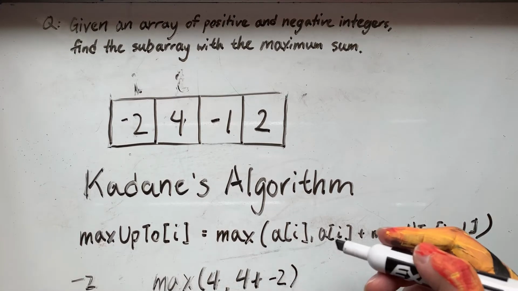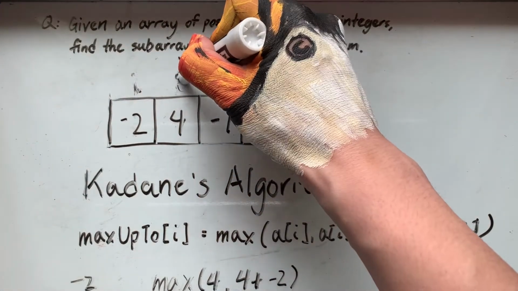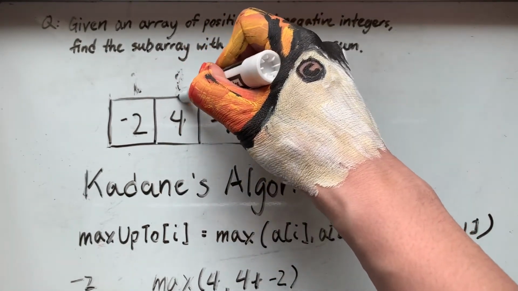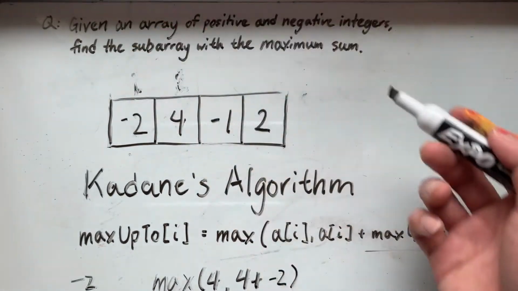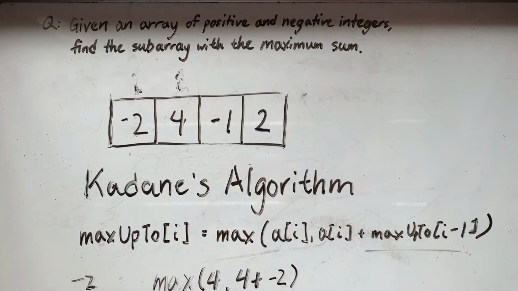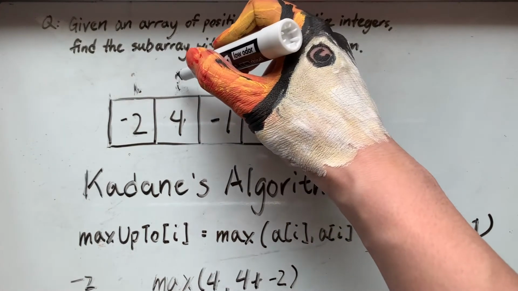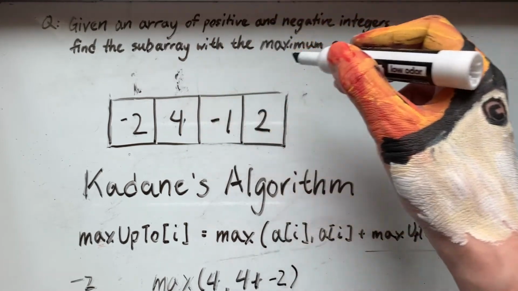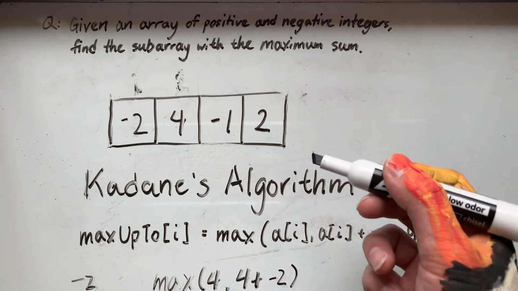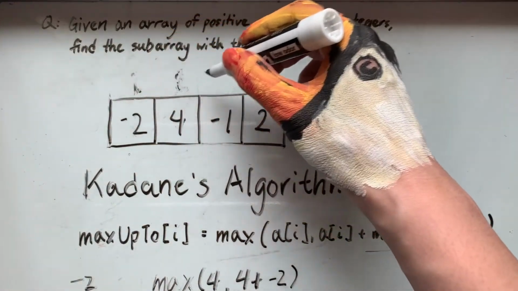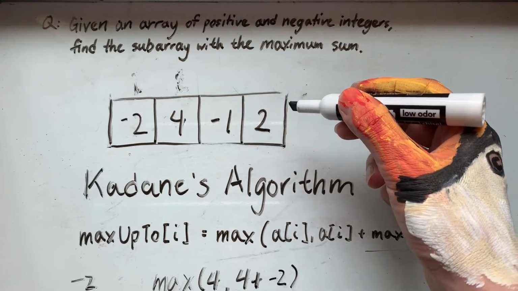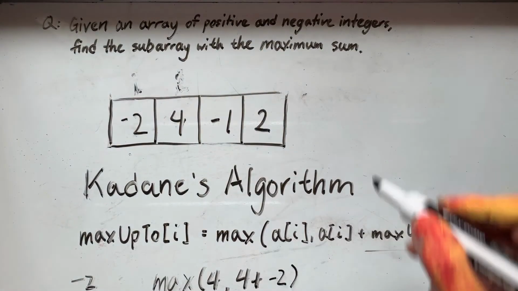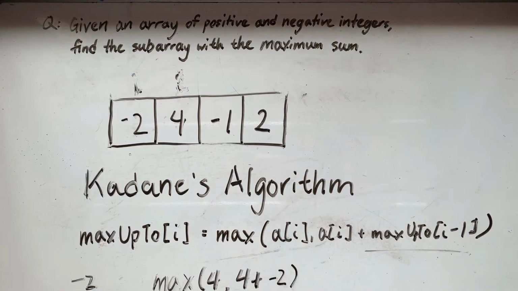So what does that mean? That means that the maximum up to index I is either itself or itself plus the maximum of the previous index. So using Kadane's algorithm, we'll know the maximum up to each index as we iterate through the array. And it turns out that knowing the maximum up to each index will allow us to find the maximum subarray sum of the entire array once we iterate through the entire array. So we'll show you how to do that.